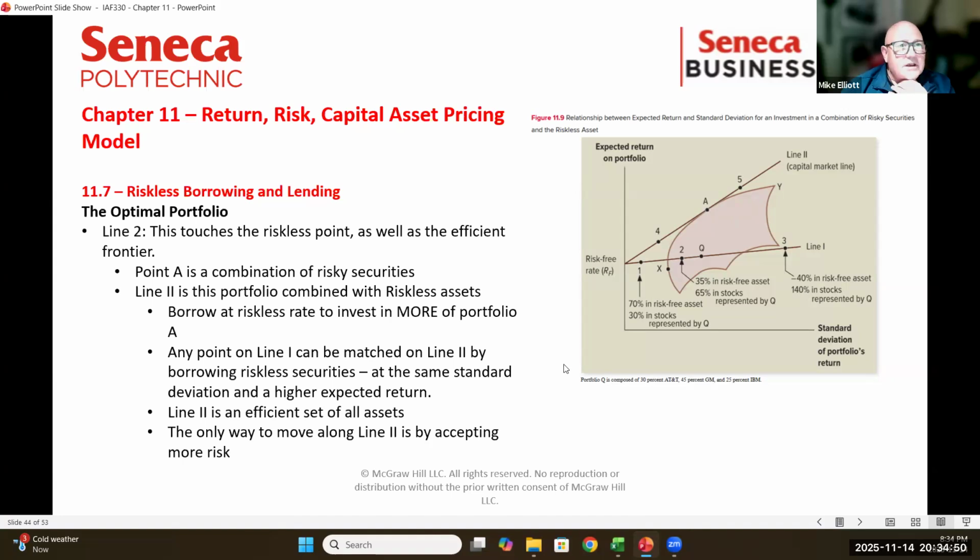Line 2 is the combination of riskless portfolios. We can borrow to invest more of a portfolio in A, and then anything on line 1 can be matched by anything on line 2 by borrowing a riskless security and investing in the higher return security.